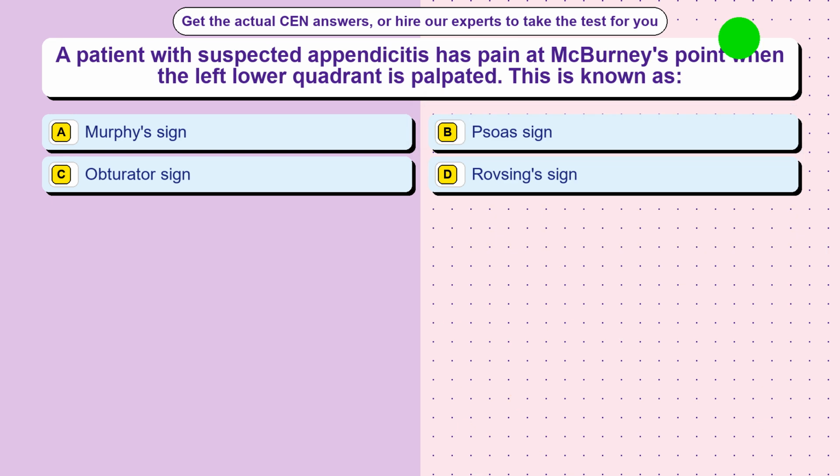Question 12. A patient with suspected appendicitis has pain at McBurney's point when the left lower quadrant is palpated. This is known as Option A, Murphy's sign. Option B, psoas sign. Option C, obturator sign. Option D, Rovsing's sign.